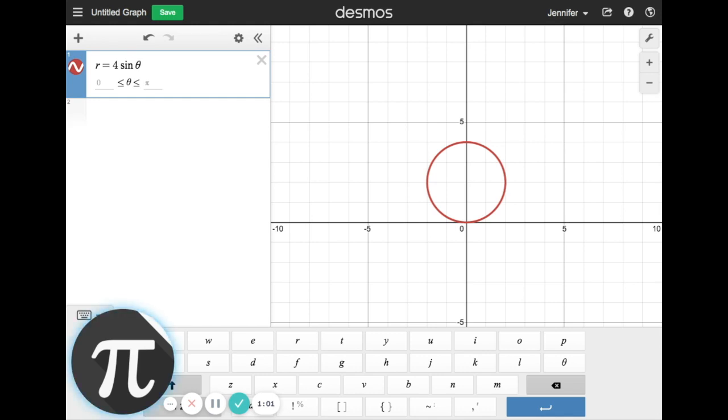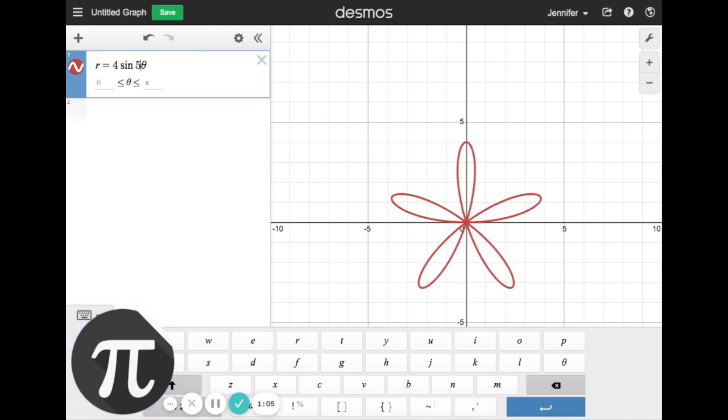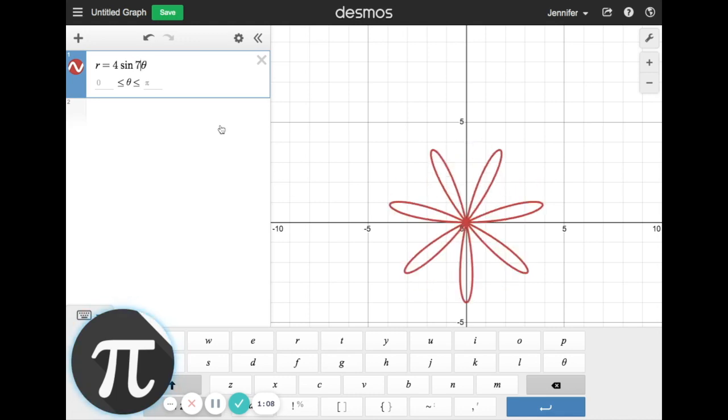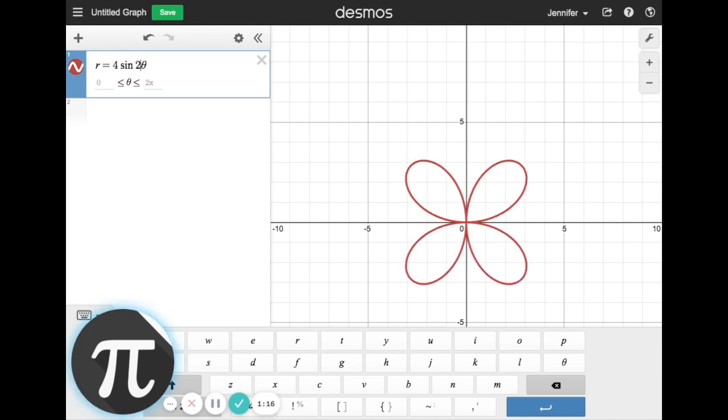Well, if I do 1, this is basically 1 petal. If I do 3, 3 petals. 5, 5 petals. 7, 7 petals. And if you look, this is still symmetric across theta equals pi over 2 because this is a sine function. If I do the even numbers, if I hit 2, I actually get 4.